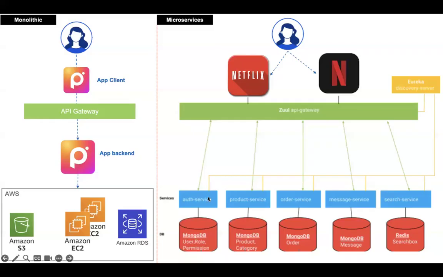When the application is large and complex, it is better to implement a microservices architecture. That way, each service can scale independently and can function independently.